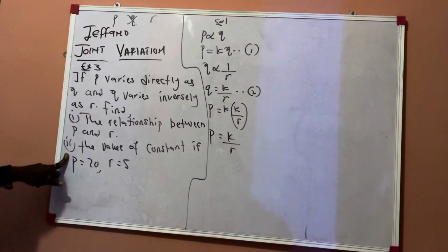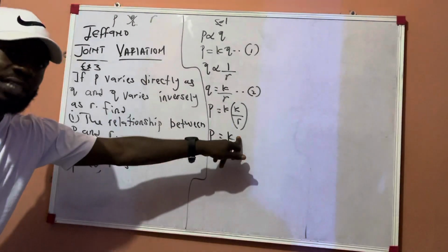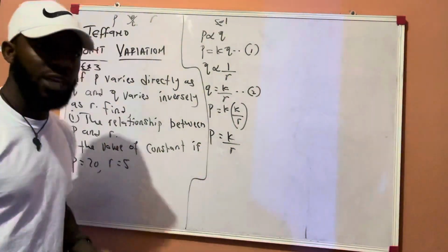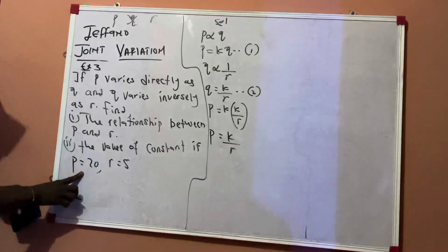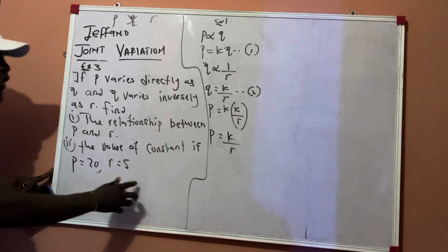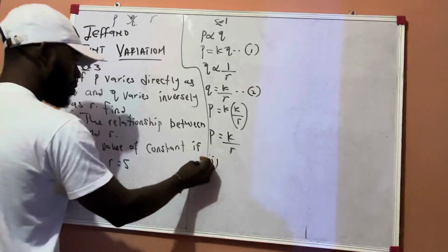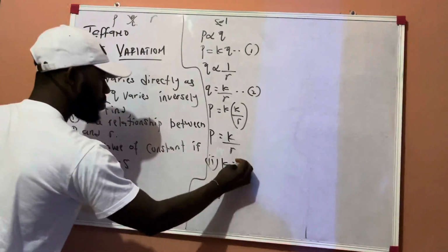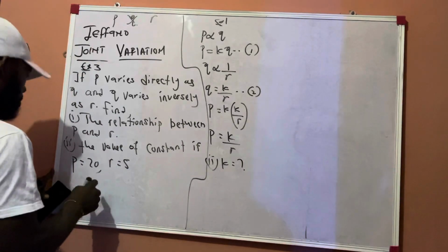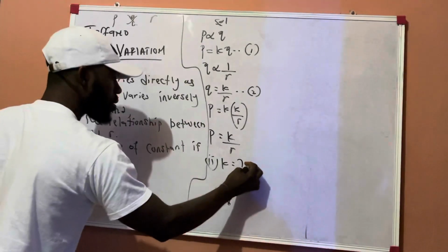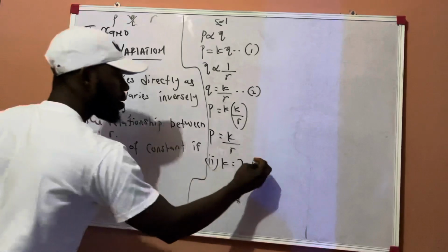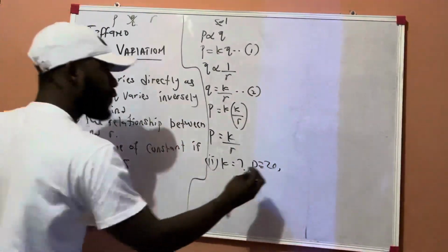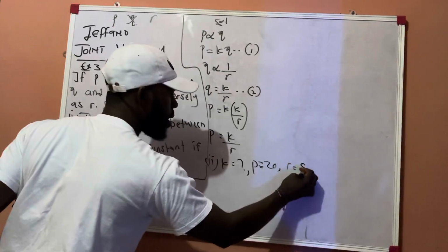Now, Roman figure 2 said we should find the value of the constant. For us to find the value of the constant, the values of P and R must be given. And yes, it was given. P was 20 and R 5. So, Roman figure 2. Find K, meaning K is unknown. But P is what? 20. And R is 5. Don't mind my marker.